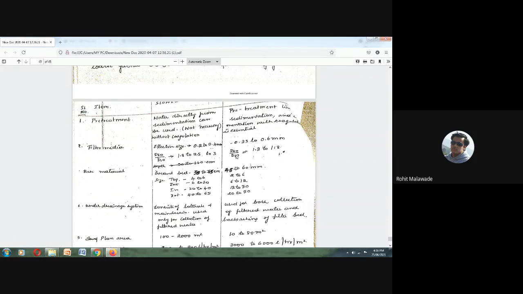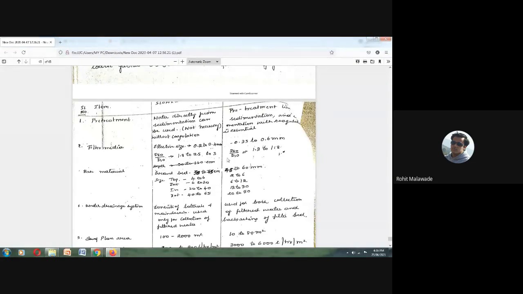So if we don't do coagulation and sedimentation, then the maximum of the fine particles will pass through, and the filter is going to be blocked. So that is the reason why, in order to remove the fine suspended particles in case of your rapid sand filter, we are going to have coagulation and sedimentation.